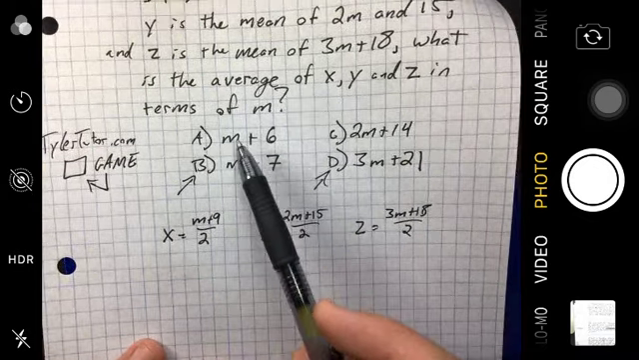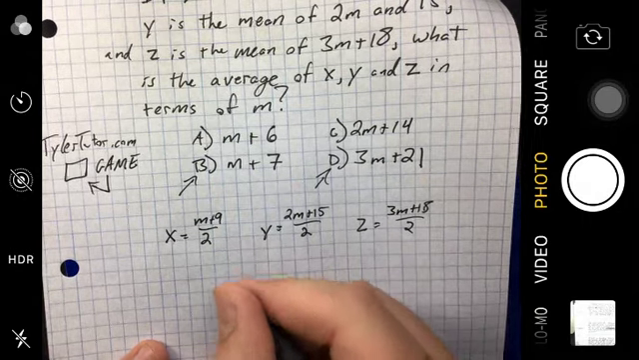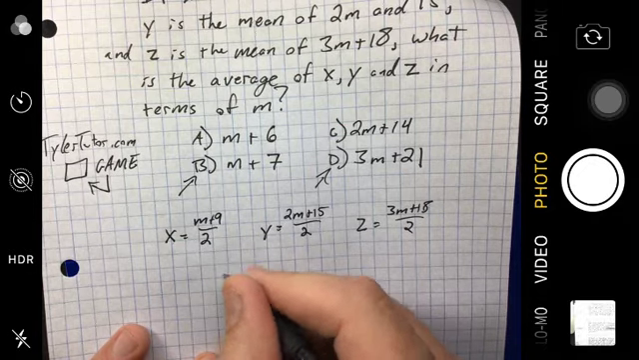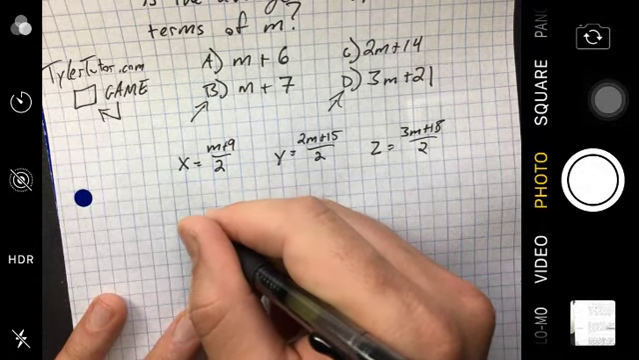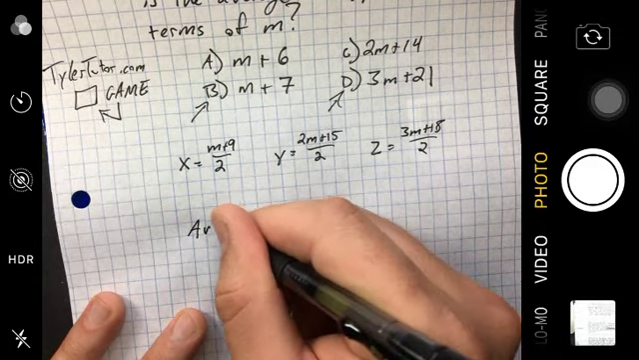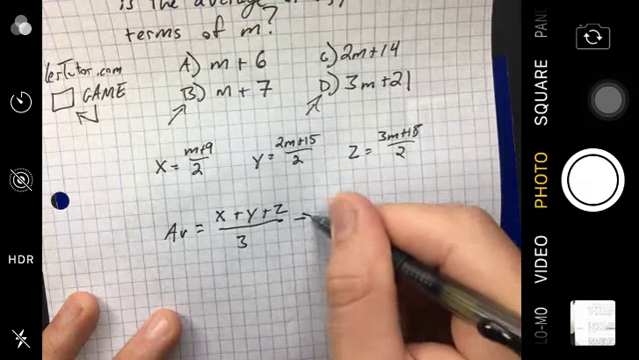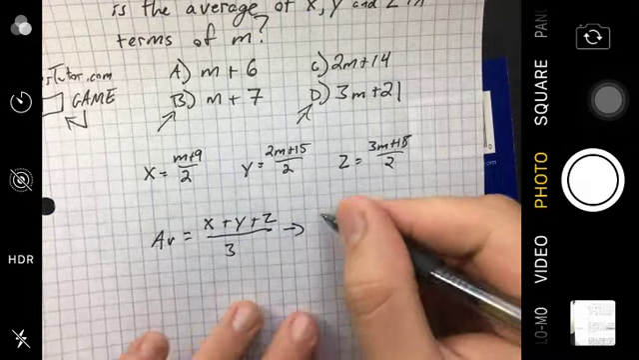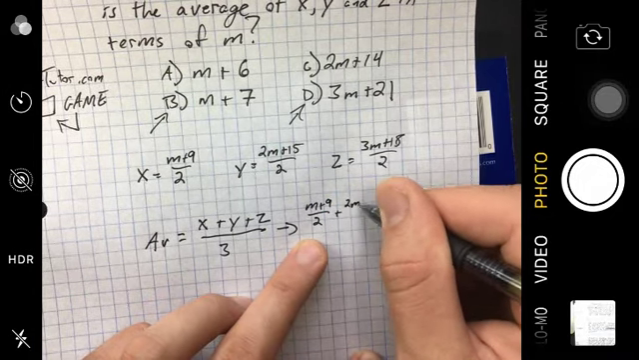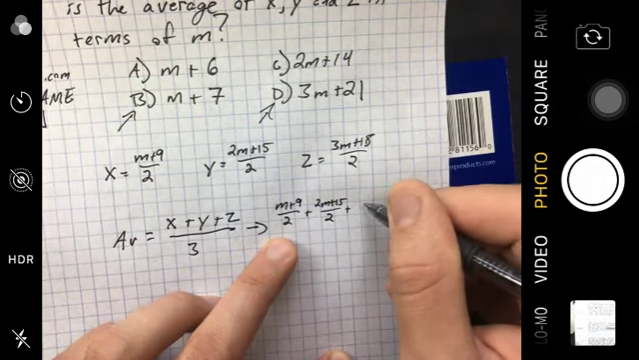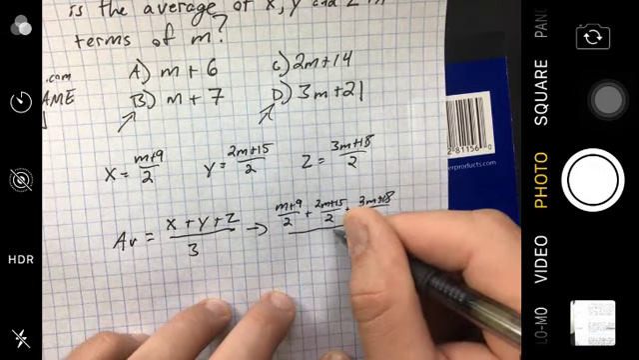So now we need to find out what the average of X, Y, and Z is. So that's going to be 3 terms. Should I take this in 2 steps? Yeah, I'm going to take it in 2 steps so you guys can see what's going on. We know that the average will be X plus Y plus Z all over 3. Now I'm going to substitute what we know for each of these variables. (M plus 9) over 2 plus (2M plus 15) over 2 plus (3M plus 18) over 2, all over 3.